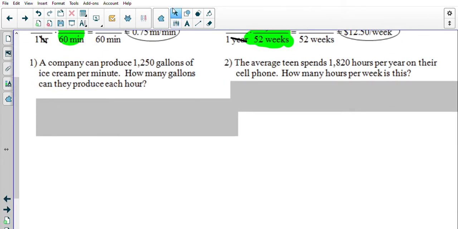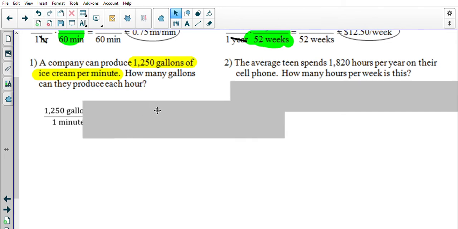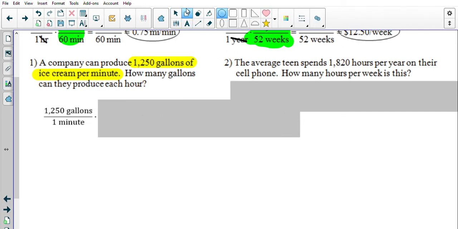All right, let's take a look at our examples here. Number 1, a company can produce 1,250 gallons of ice cream per minute. How many gallons can they produce each hour? So the unit rate that we're given is gallons per minute. So this is what's given to us. So I'm going to start off by writing 1,250 gallons over 1 minute. Now, keep in mind that I want to convert the number of minutes.